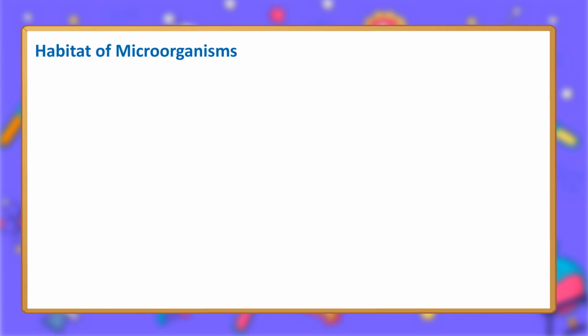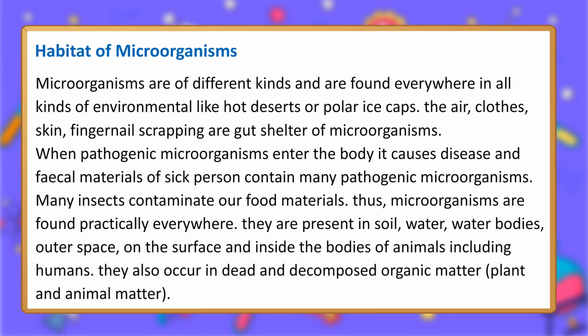Habitat of microorganisms. Microorganisms are of different kinds and are found everywhere in all kinds of environments, like hot deserts or polar ice caps. The air, clothes, skin, fingernail scrapings and gut are shelters of microorganisms. When pathogenic microorganisms enter the body, they cause disease, and fecal materials of a sick person contain many pathogenic microorganisms. Many insects contaminate our food materials. Thus, microorganisms are found practically everywhere.